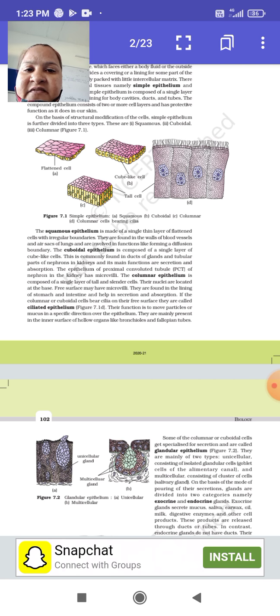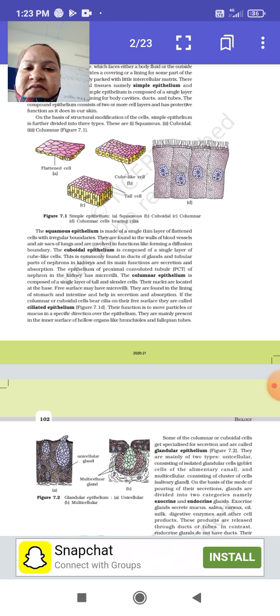It is mainly found in walls of blood vessels and air sacs of lungs, and its main function is forming a diffusion boundary. The second is cuboidal epithelium. It is composed of a single layer of cube-like cells, as the name cuboidal suggests. It is commonly found in the ducts of glands and tubular parts of nephrons in kidneys, and its main function is secretion and absorption.